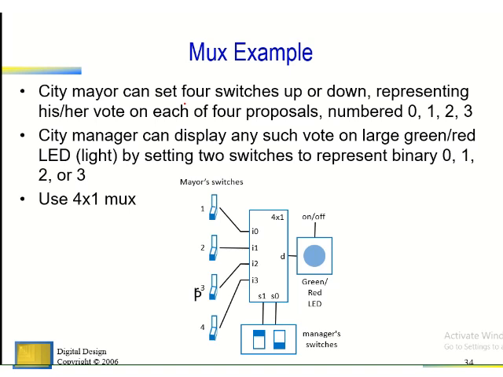In this application, a city mayor can set 4 switches up or down, and by setting them up or down, basically that represents his or her vote on each of the 4 proposals numbered 0, 1, 2 and 3. So we can say that the mayor is presented with 4 proposals at a time, and the mayor, with the help of the switches, can approve or disapprove, or we can say vote in favor or against.